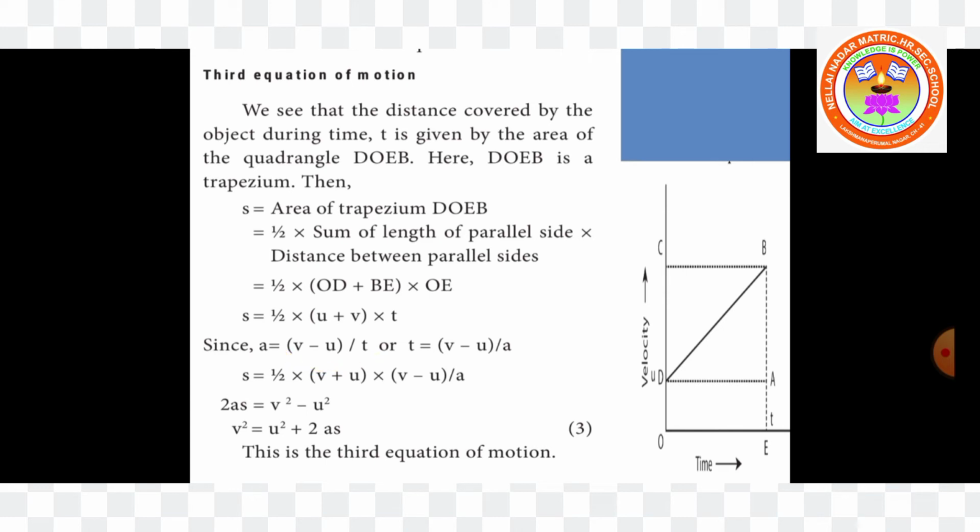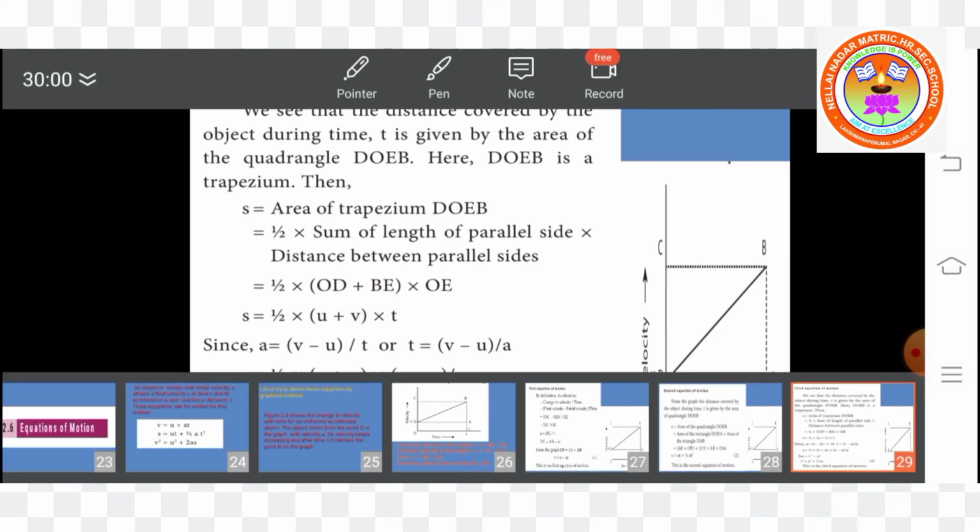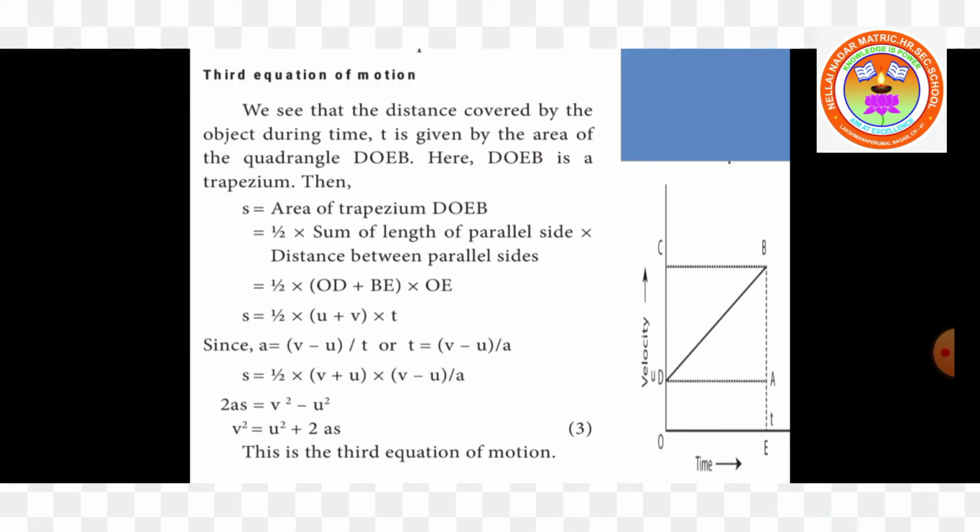Okay students, so substituting this value in this equation, S is equal to 1 divided by 2 V plus U into... what is the value of T? T means V minus U divided by A. It is substituted in this equation. We get these values. 2AS is equal to V square minus U square. Here this 2, this A, will become a multiplying part on the left hand side. So that is 2AS. Remaining here is V plus U into V minus U.